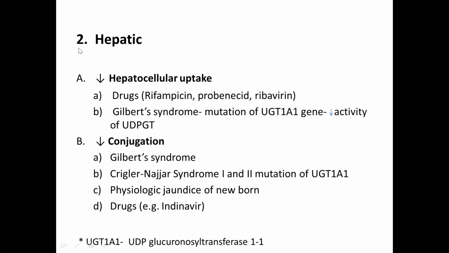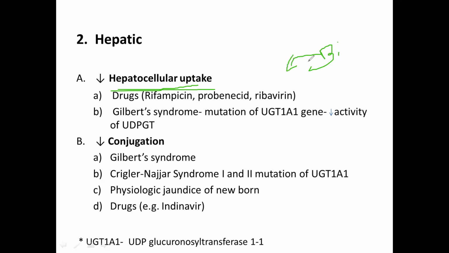Now the second part, hepatic jaundice. So here you can understand what will happen. In hepatic jaundice, the first reason is decreased hepatocellular uptake. That means bilirubin is produced outside of the liver through senescent RBCs, but the liver is not taking this produced bilirubin. So the liver is not allowing this bilirubin to enter into the hepatocyte. So what will happen? Again, there will be an increase in unconjugated bilirubin.